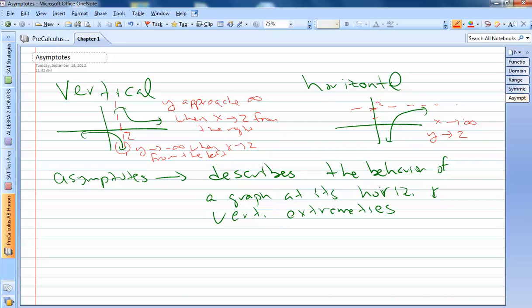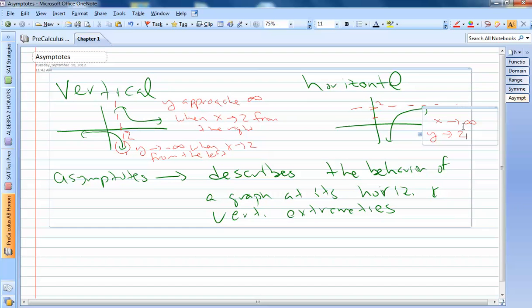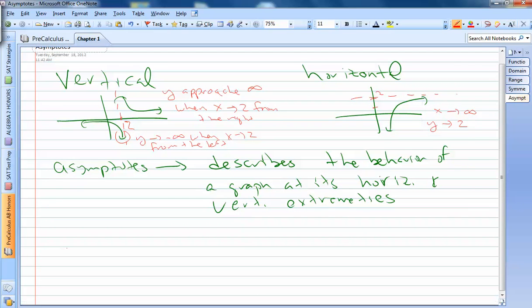So we're looking at basically the extreme values for x or y, and then what the other coordinate is approaching. So when y gets really big for the vertical asymptote, or really negative, it's approaching a certain value for x. Vice versa for horizontal, when x gets really large, we see that y gets very close to 2. So let's do some examples here.